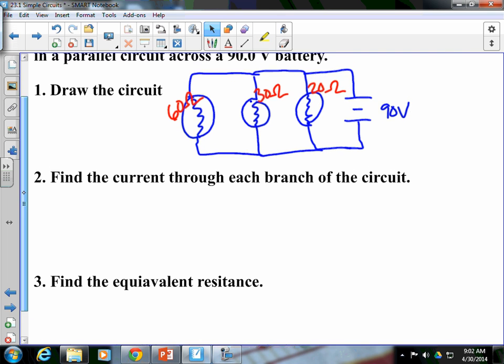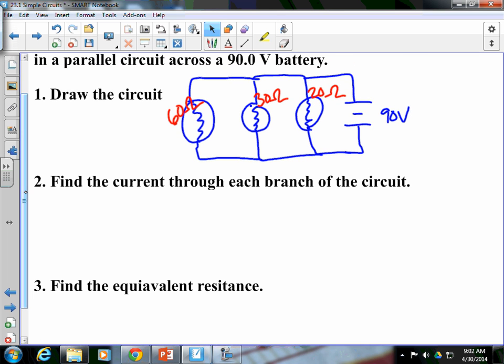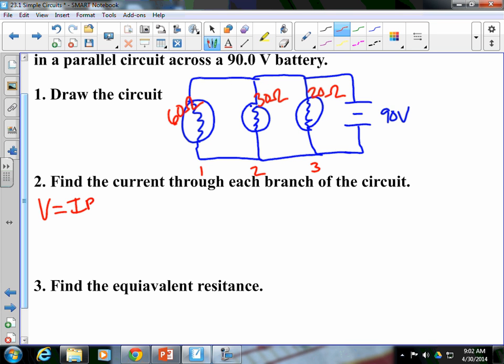2, find the current going through each branch of the circuit. Well, we have 3 branches here. We really have 1, 2, and 3. So what we're going to go ahead and do is find the current of each one. So voltage is equal to I times R. In the first example, our 90-volt battery is equal to its current times 60. Do some algebra. 90 divided by 60. Our current in our first one is 1.5 amps.